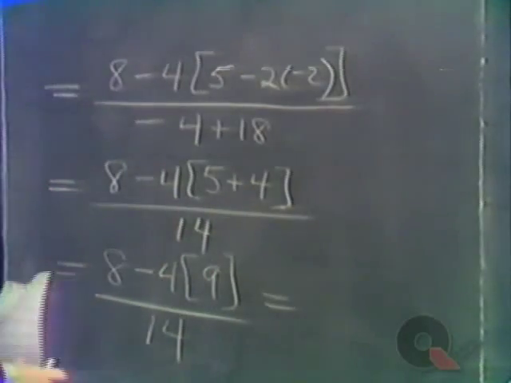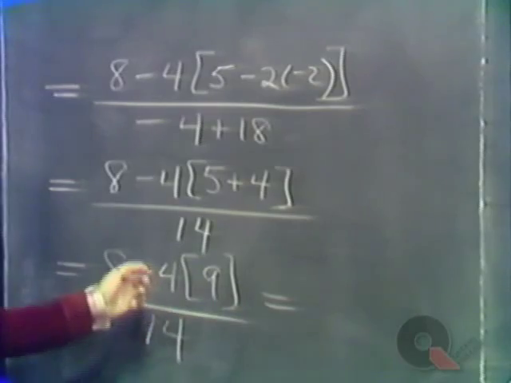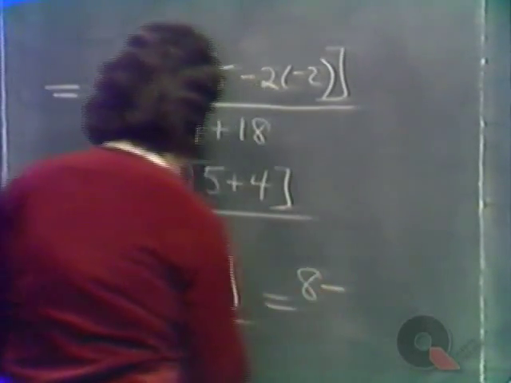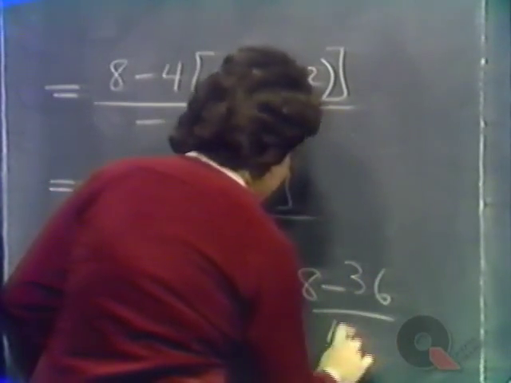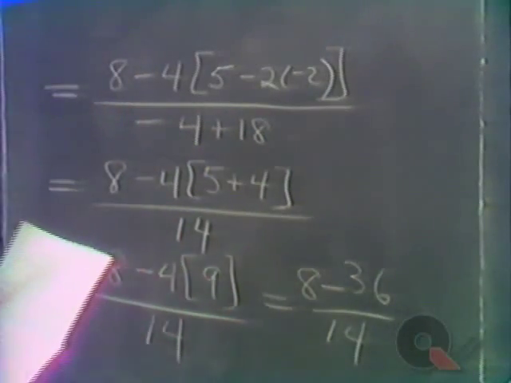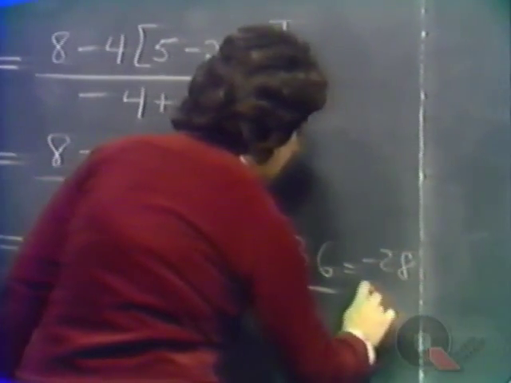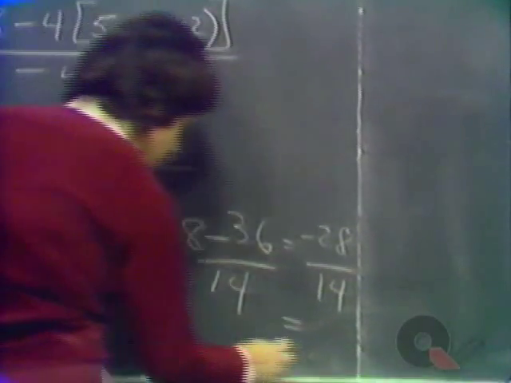Once again, do not make this 4 times 9. Do not do subtraction. Realize that this is 8 minus 36. First, you do the multiplication. So you have 8 minus 36 over 14. 8 minus 36, that's minus 28. Minus 28 over plus 14 for a final answer of minus 2.